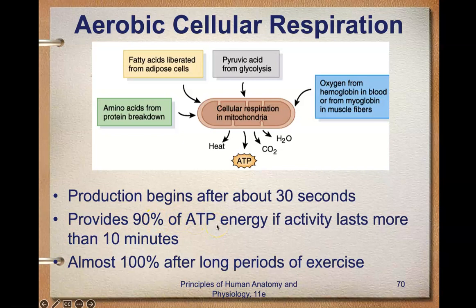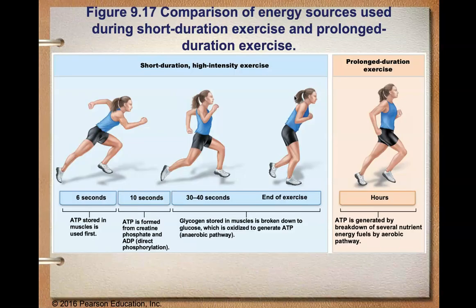So you're going to almost completely switch over to aerobic cellular respiration for your ATP production. And if you're doing really prolonged periods of exercise, like running a marathon, you're relying on almost 100% aerobic cellular respiration to do those activities. So this is just a nice demonstration of where you would switch over at these different points in terms of the different types of ATP production.